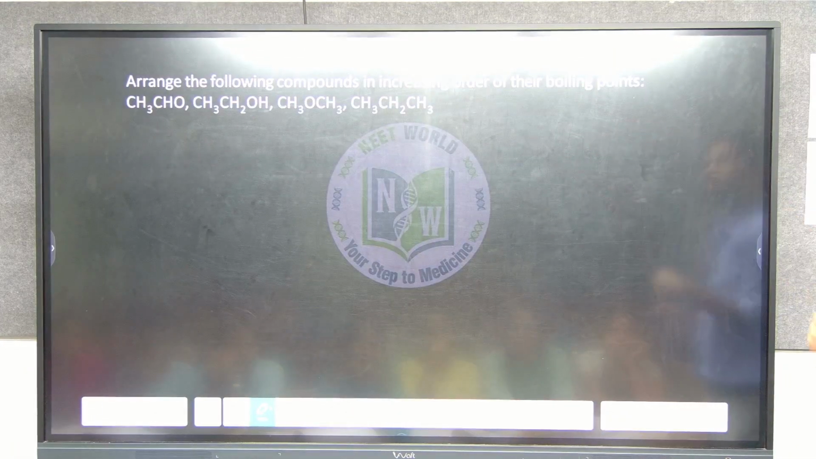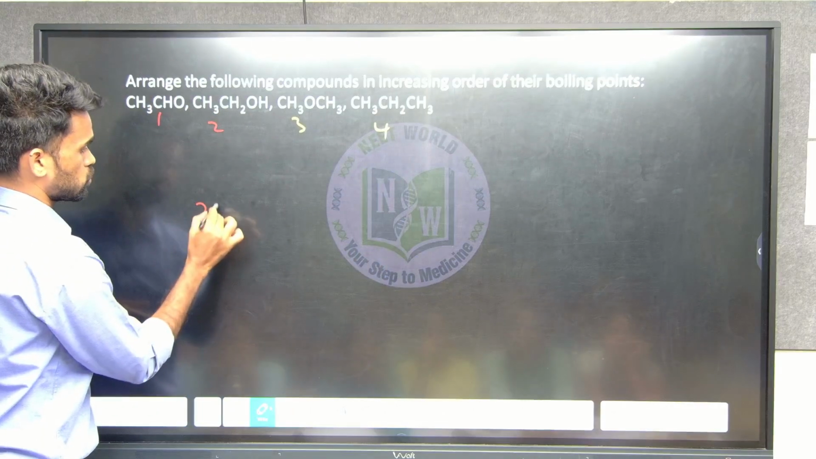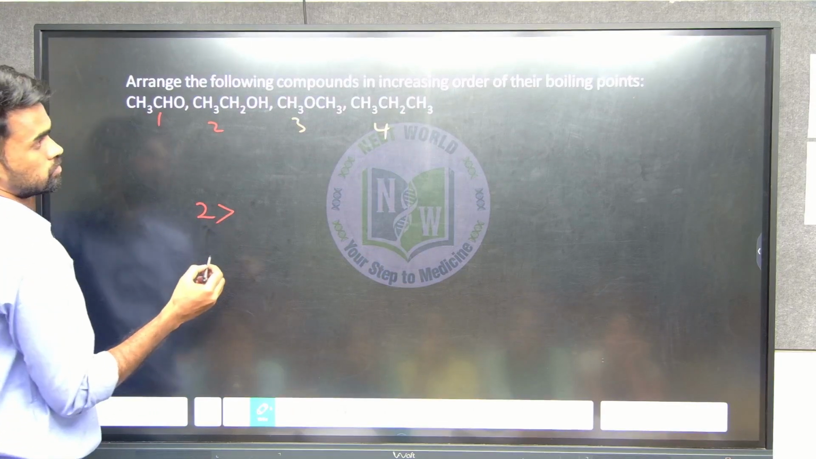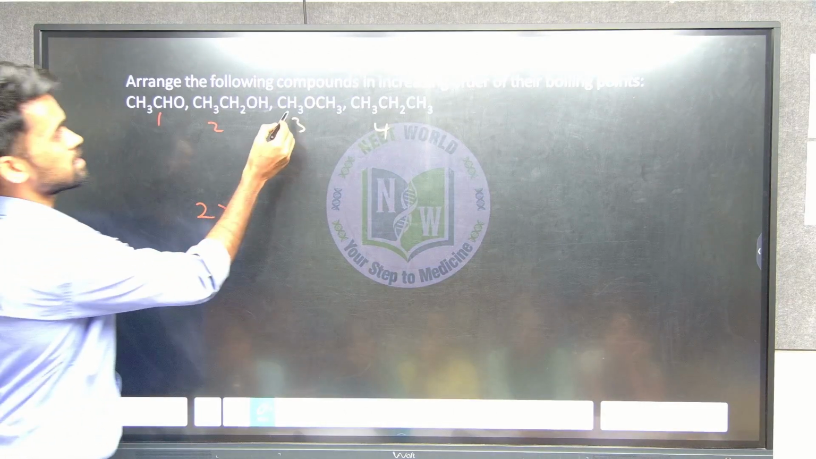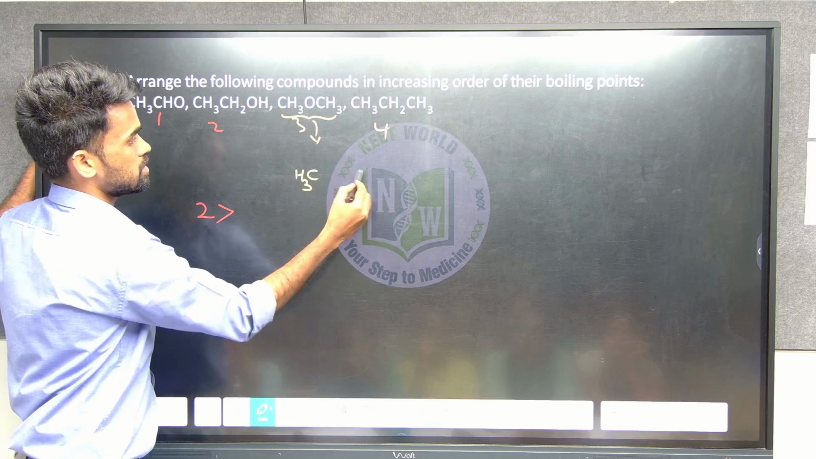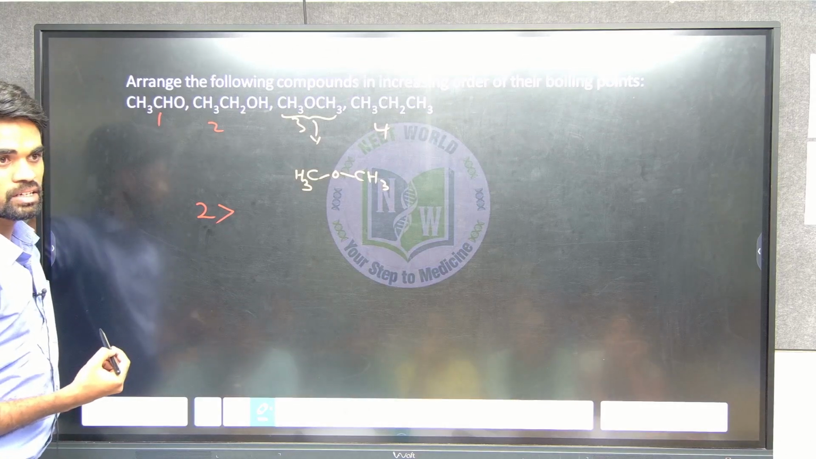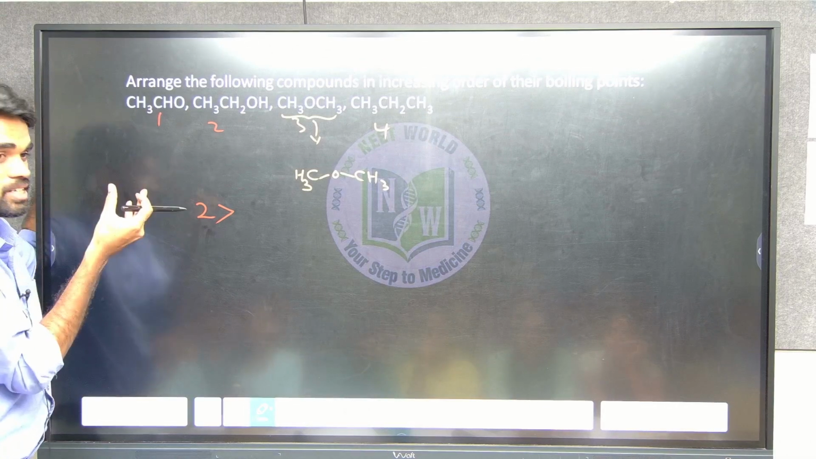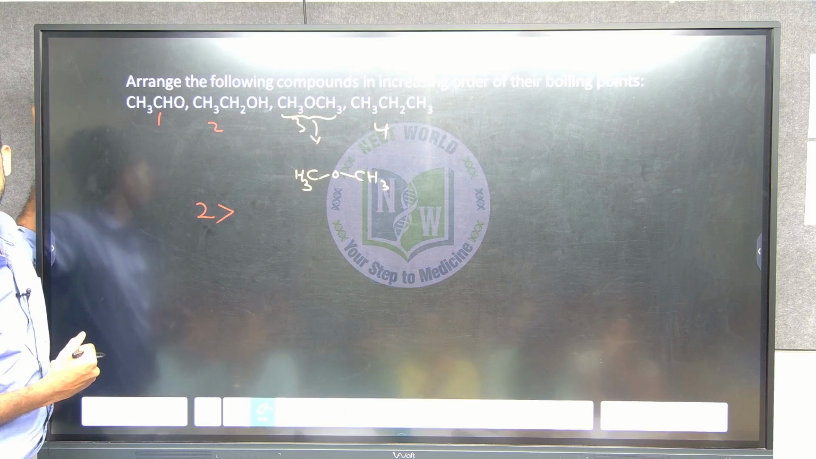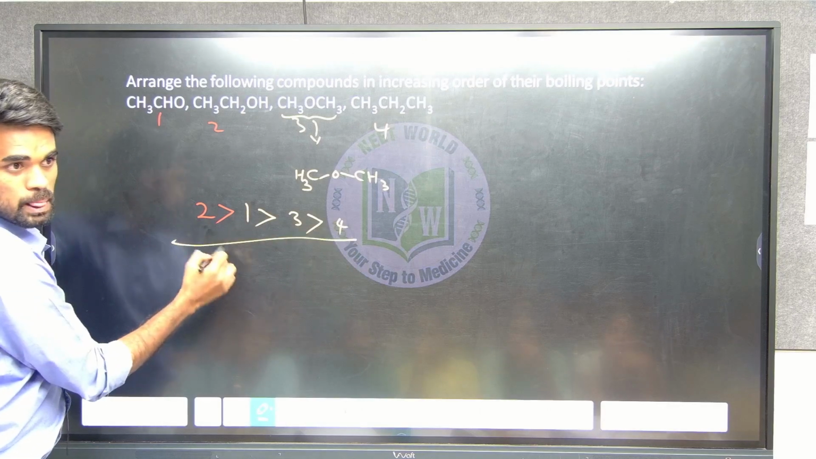Okay, now arrange them based on their boiling points. 1, 2, 3, 4. Highest is 2. What is this 3? Write the structure properly. That is CH3, CH3, with O between them. What is this? It's an ether, not a ketone. Yeah. So the order is 2, 1, 3, 4. That's it now.